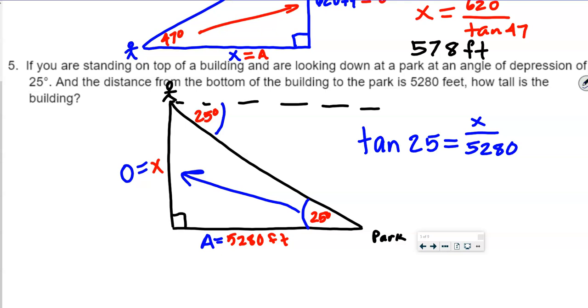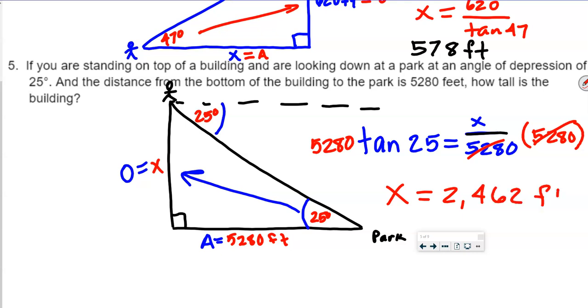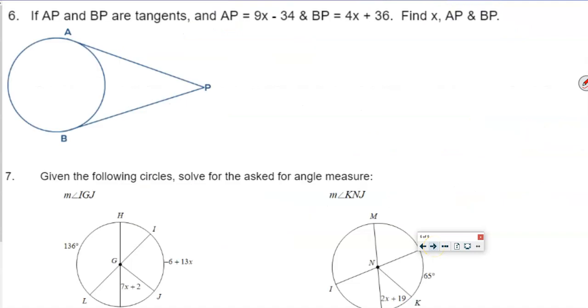Now, this symbol right here means division. So what's the opposite of division, y'all? Multiplication, right? So we're going to multiply by 5,280 on both sides to get rid of that term. So go ahead and put 5,280 tan 25 in your calculator, because that's going to be our answer for x. And that is 2,462 feet. Okay?